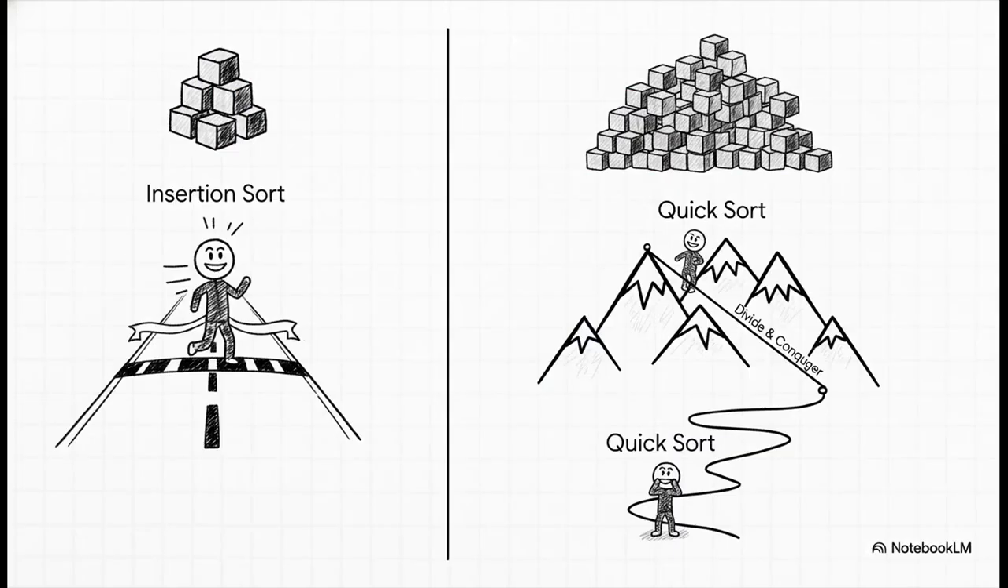So here's the bottom line. If you're dealing with a really small list or a list that's already almost sorted, a simple algorithm like insertion sort can actually be faster because it doesn't have a lot of complex setup to do. But for pretty much every other real-world problem with big, random, messy data, the smart divide and conquer strategies like quicksort or merge sort are just exponentially better.